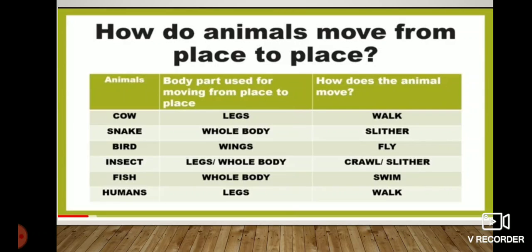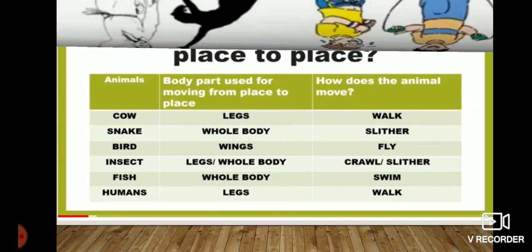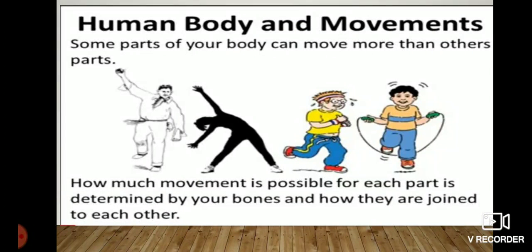Why are there so many differences in the way that animals move from place to place? Or why is it that many animals walk while a snake slithers or crawls and a fish swims? Let us find out. First, we are going to study about the human body and its movements. Some parts of our body can move more than other parts. How much movement is possible for each part? Yes, it is determined by our bones and how they are joined to each other.